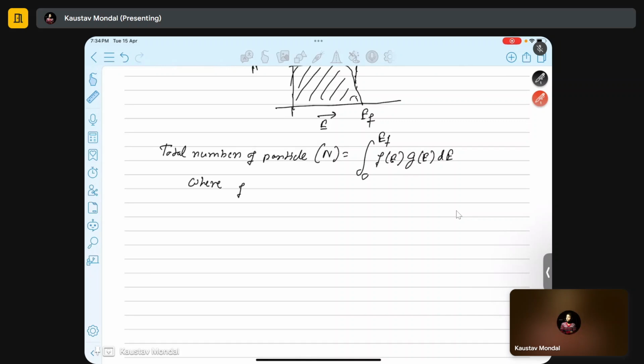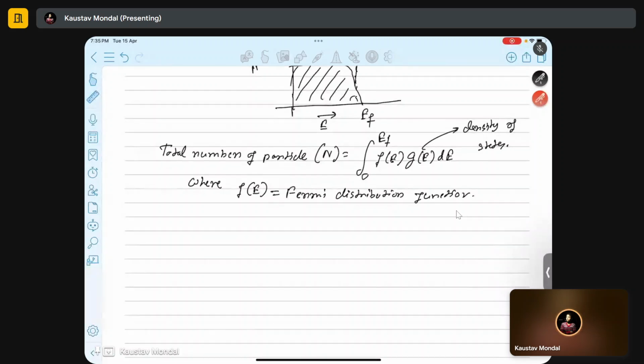where F is the Fermi distribution function. This is the total number of particles. F(E) G(E) dE, where F(E) is the Fermi distribution and G is the density of states, right? Density of states is as mentioned.